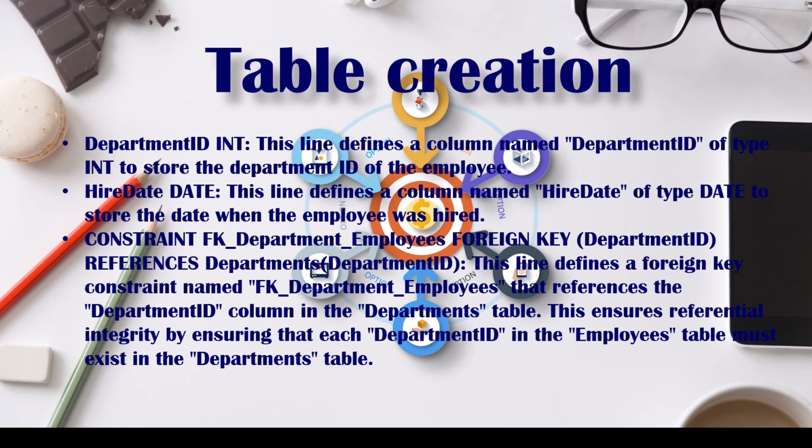Constraint FK department employees foreign key department ID references departments department ID. This line defines a foreign key constraint named FK department employees that references the department ID column in the departments table. This ensures referential integrity by ensuring that each department ID in the employees table must exist in the departments table.